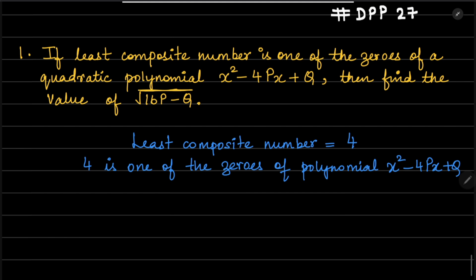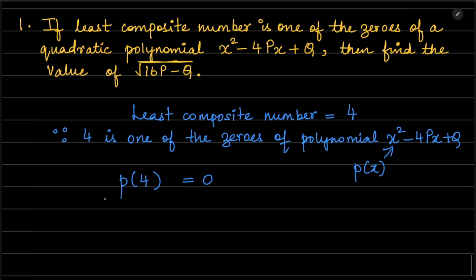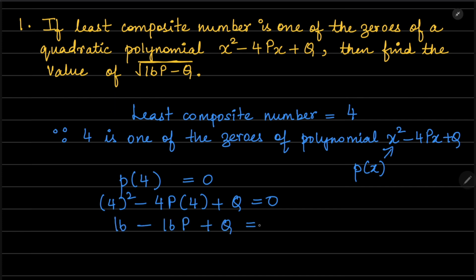But when you say that since 4 is one of the zeros of this particular polynomial, which means what? If this polynomial is denoted by, say, small letter p of x, in that case p of 4 is equal to 0. That means wherever you have x, if you are replacing x with 4, the value of the polynomial becomes 0. So let's do that. In place of x, just substitute 4. So 4 square minus 4 capital P into 4 plus q equal to 0. So 4 square 16 minus 16p plus q equal to 0.